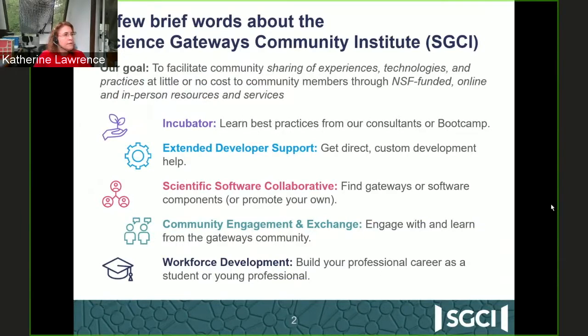The Scientific Software Collaborative has produced a gateway catalog, which is listing more than 400 gateways at this point, as well as software components that you can use for gateways. So it's a great way to discover and find resources that are either gateways you might want to learn from or examples of what you might do, but also for your own research use or use in the classroom, as well as the software components that you might want to use as part of your development process. And of course, you can list your own gateway there. Anyone's welcome to do that.